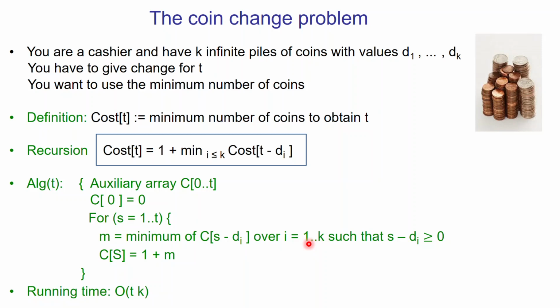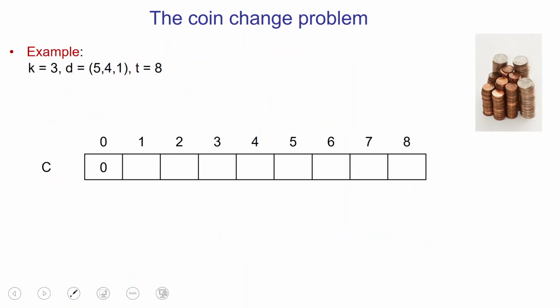Let us illustrate this with an example. So here is an example. We have 3 coins with values 5, 4, and 1, and we have to make change for 8. And here is our auxiliary array C. It has entries from 0 to 8. We initialize the first location to 0, and then we fill it from left to right in this way. So we begin with the first location, 1.